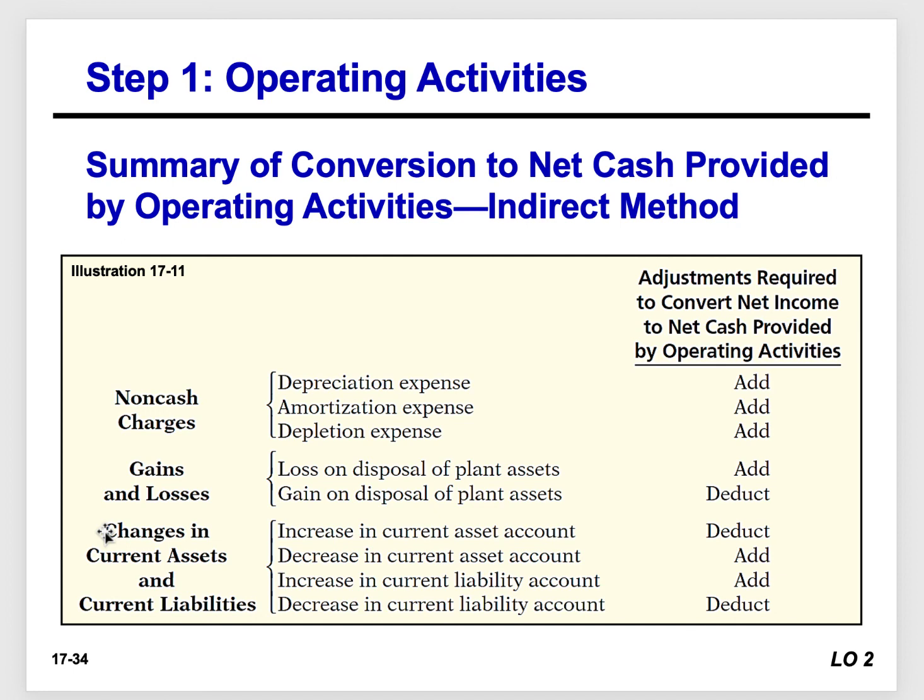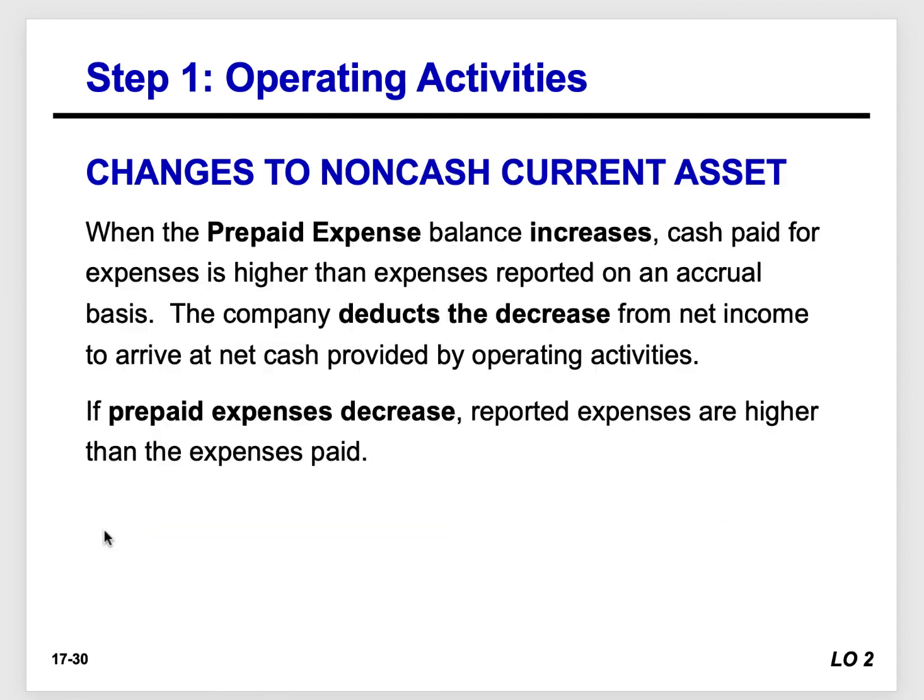Okay? That's pretty much it, right? We can memorize it, or we can go back and study our slides and the logic behind it, right? Prepaid expenses. Well, the balance increases. Okay, well, what's that mean? Cash paid for expenses is higher than the expenses that we report on the accrual method. Okay? So because we have less expense, but we're worried about that cash flow, we paid for that expense, we prepaid it. That means we have cash going out. That decreases our cash. That's why we have to add it.